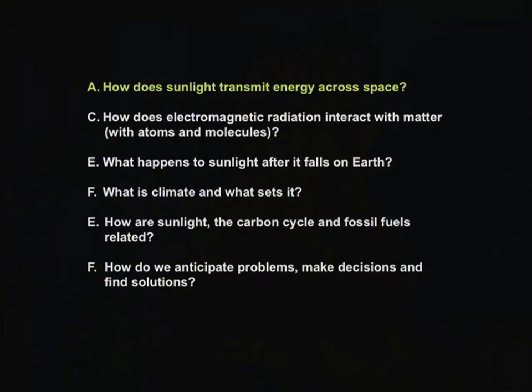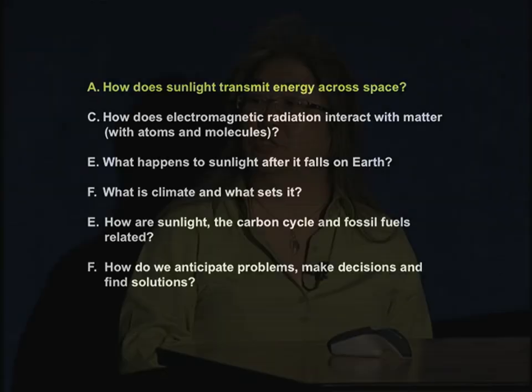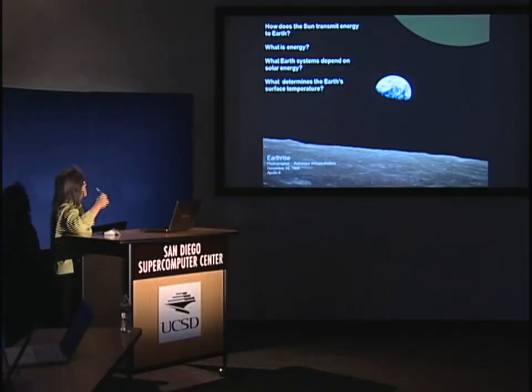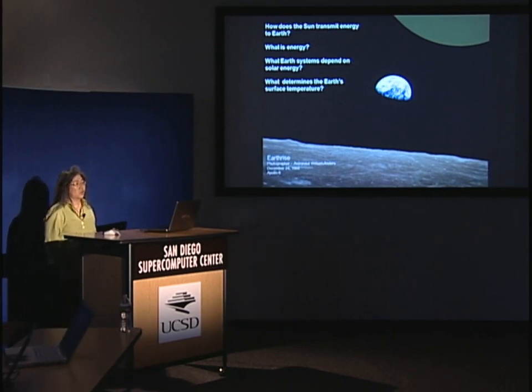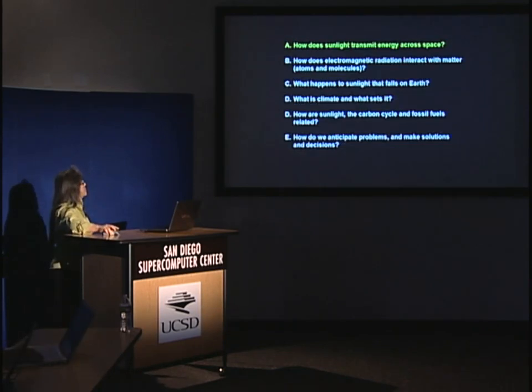Then I'll describe very quickly what climate is versus weather, and then show some objects that relate sunlight, the carbon cycle, and fossil fuels. And then I'm going to end with how we anticipate problems, make solutions, and make decisions. That's an open-ended thing. It's just the cap of the presentation, and I don't have solutions, as some of you asked about. So the first topic, let me go back for a second. How does sunlight transmit energy across space?